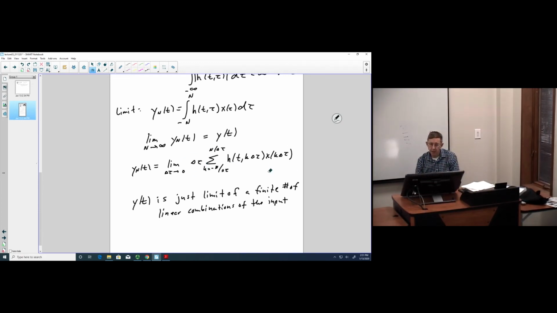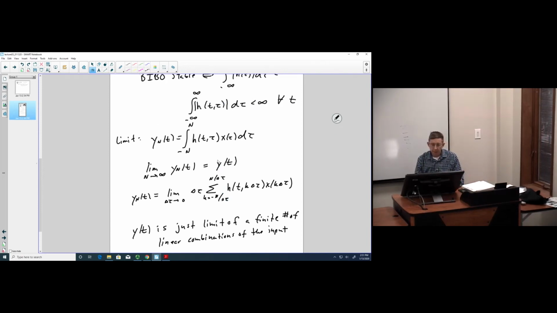So here's my linear combination. My output y of t is just a limit of this linear combination of inputs. Not too surprising. We know the output's a function of what comes in. We'll see this a few times today, where the output's just a limit of a finite number of linear combinations of the input. The words there are more important than the tedious Riemann definition, really. All right, I'm okay with that.